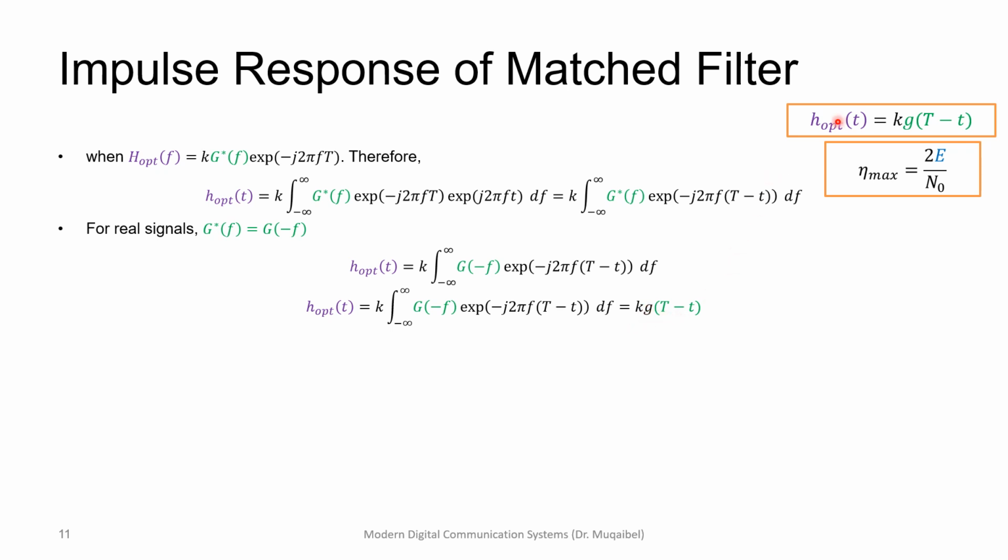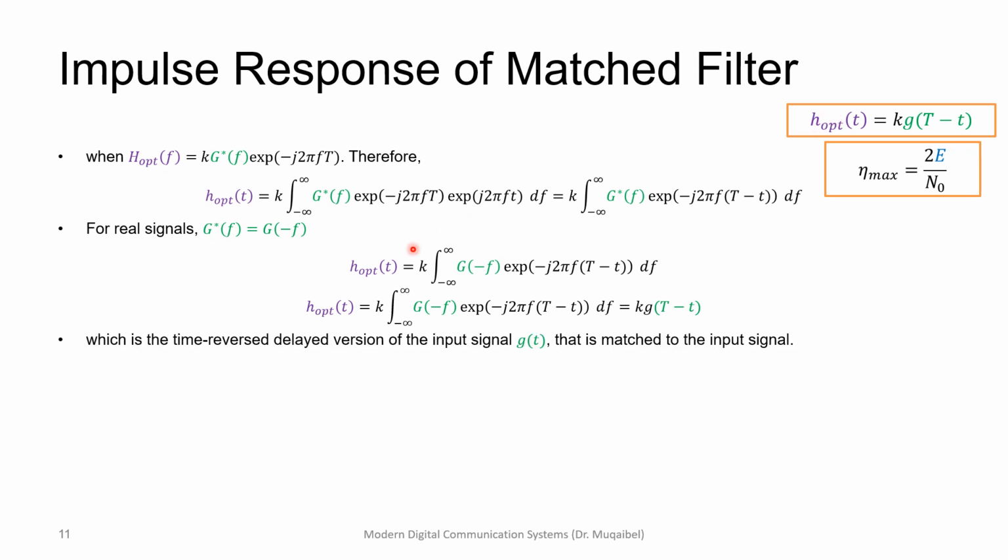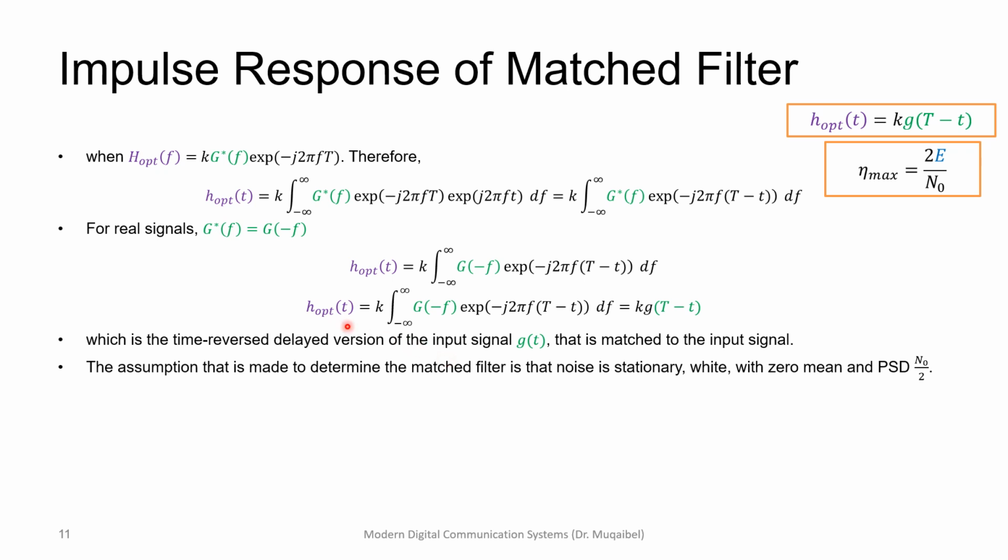And I'm writing this here as a summary. If you want to go back and look at the signal which is in frequency domain. So we can say that this is nothing but the time reverse, time reverse because of the minus sign, delayed by t, of the signal or input signal, and it's matched to the input signal because it has the same shape. Of course, we have some scaling factor. The assumption made for all of this is that we have noise that is stationary and white, zero mean, with power spectral density of n naught over 2.